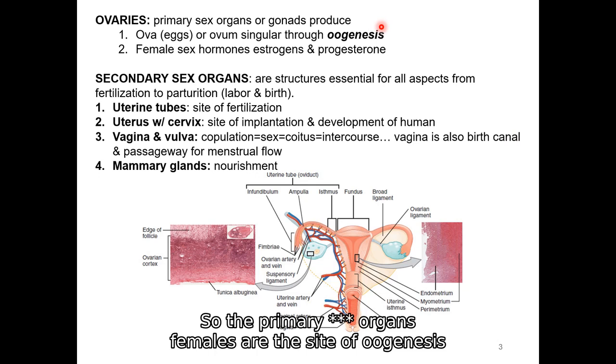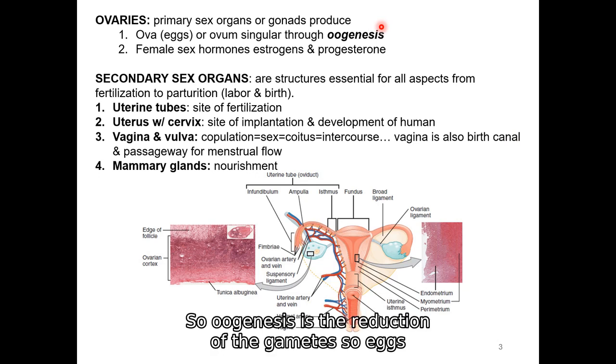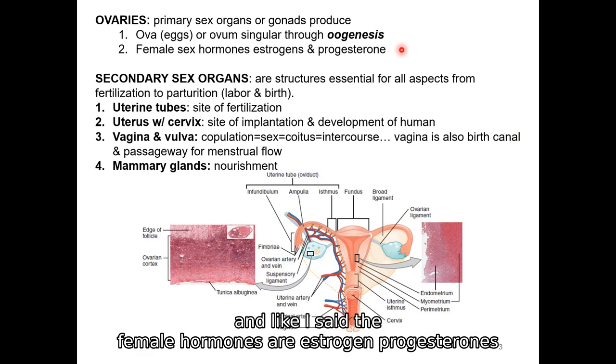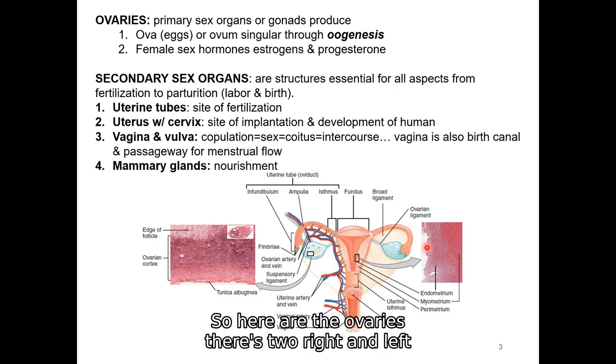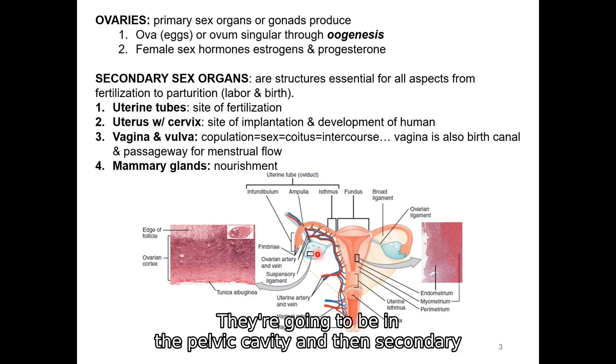So the primary sex organs, in females, are the site of oogenesis. So oogenesis is the production of the gametes, so eggs. And like I said, the female hormones are estrogens and progesterone. So here are the ovaries. There's 2, right and left. They're going to be in the pelvic cavity.